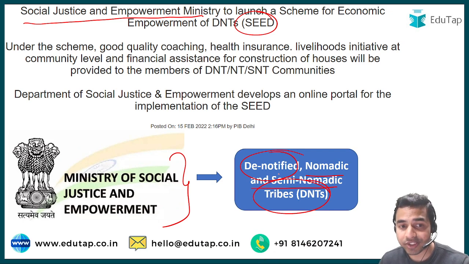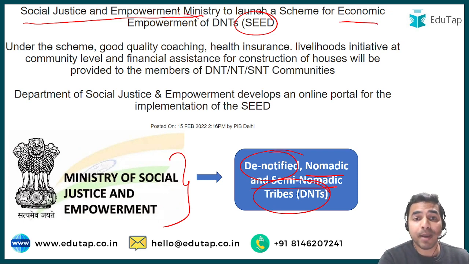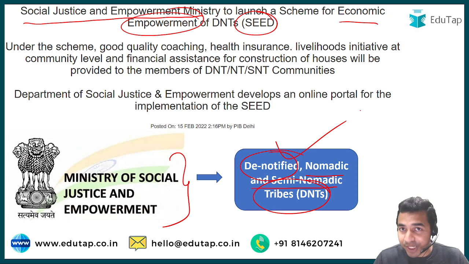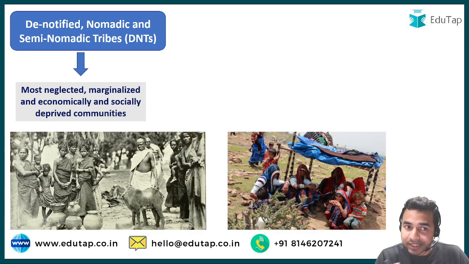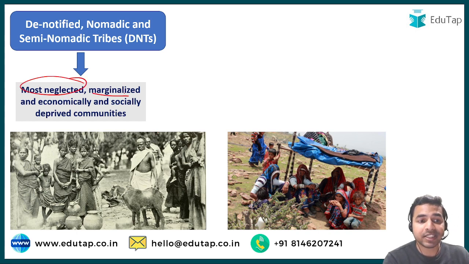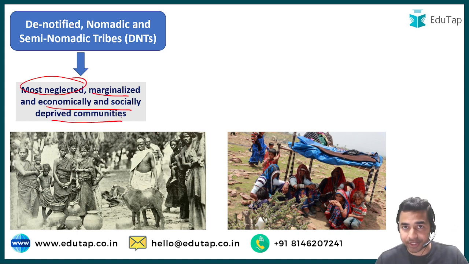When we talk about these tribes, most of them have been living a life of destitution for generations, and they are still continuing to do so with an uncertain and gloomy future. These tribes have somehow escaped the attention of the developmental framework, and that is the reason that for the economic empowerment of these tribes, this particular scheme will be launched by the Ministry of Social Justice and Empowerment. This scheme has been launched for the most neglected, marginalized and economically and socially deprived communities.